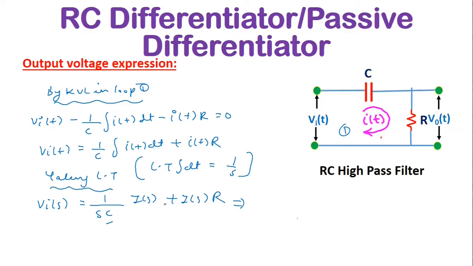Now we find out this I(s) from this equation. I(s) will be equal to Vi(s) into sC whole divided by RsC plus 1. This is the I(s) equation. Let this be equation number 1.